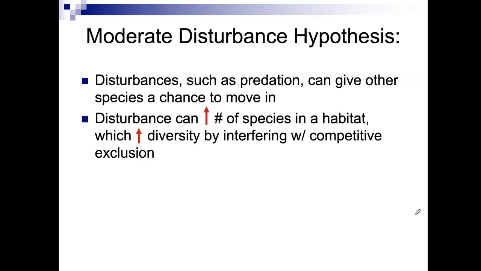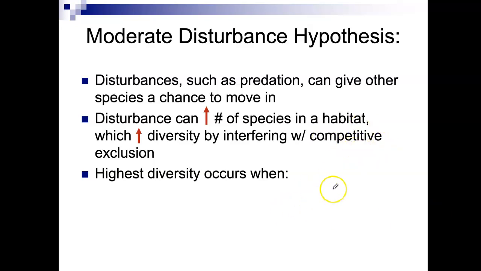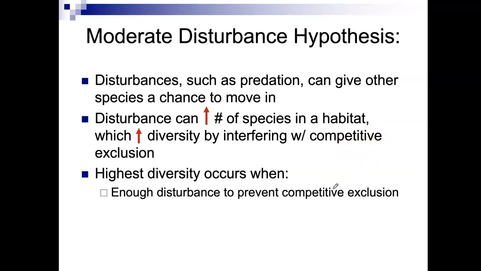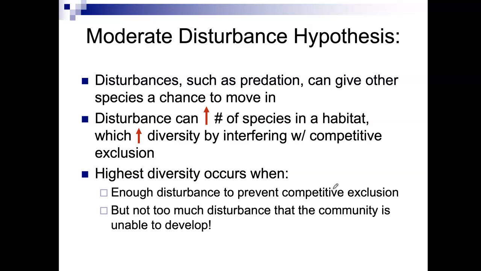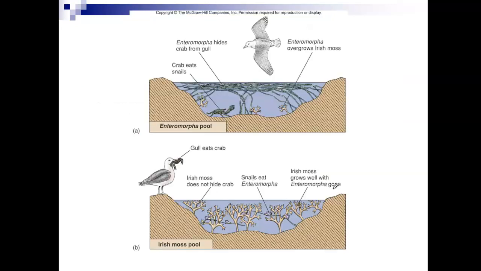These are disturbances, again, like predation, that can give other species a chance to move in. And disturbances can increase the number of species in a habitat if you have moderate disturbance, which increases the overall biodiversity by preventing competitive exclusion, just like we talked about. And the highest biodiversity is going to occur when there's enough disturbance to prevent competitive exclusion, but not so much disturbance that the community is not able to develop.